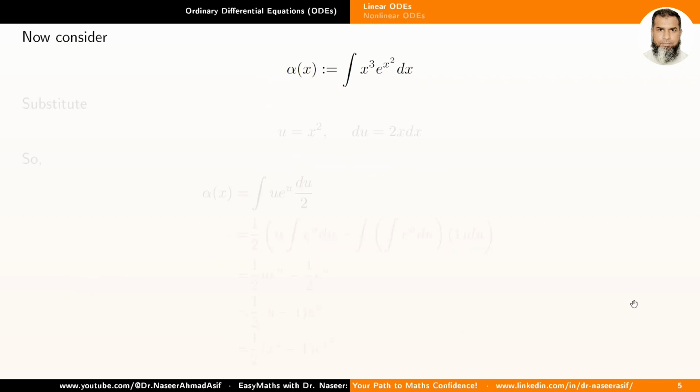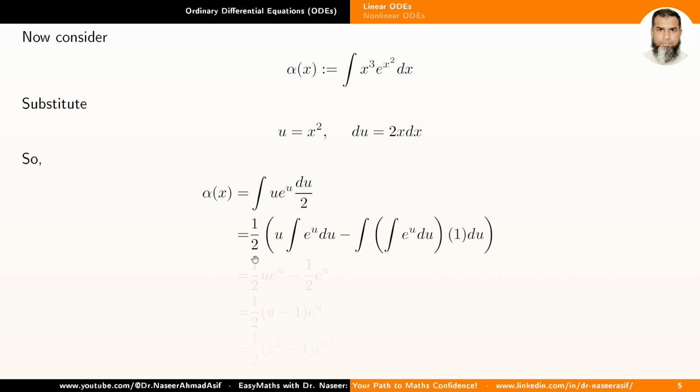Now we consider α(x) = ∫x³ exp(x²) dx. To solve this integral, just substitute u = x², so du = 2x dx. So α(x) = ∫u exp(u) du/2. Just integrating this by parts, we have 1/2 outside, u as it is, integral of exp(u) du minus integral of exp(u) du, the derivative of u being just 1 du.